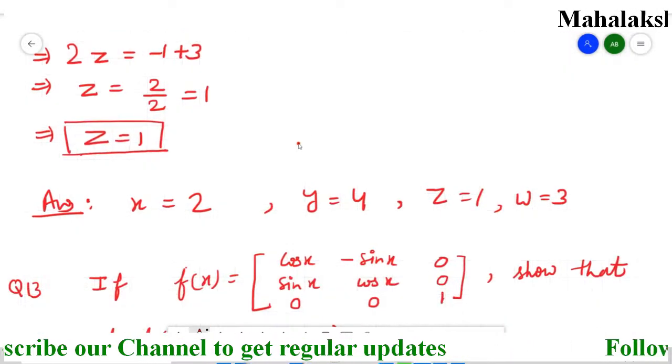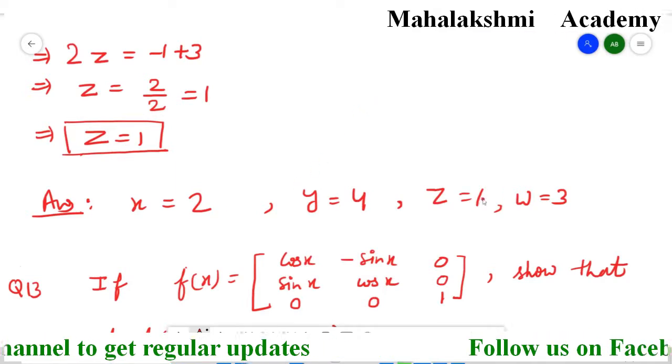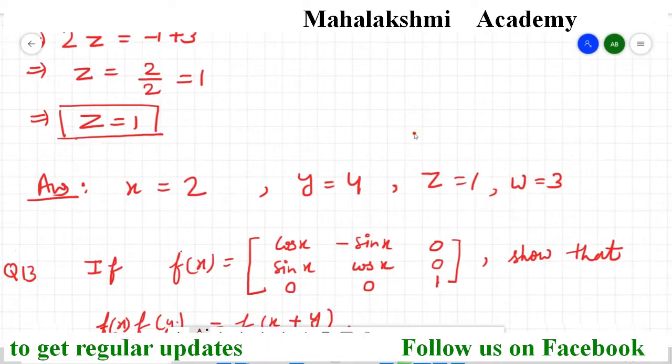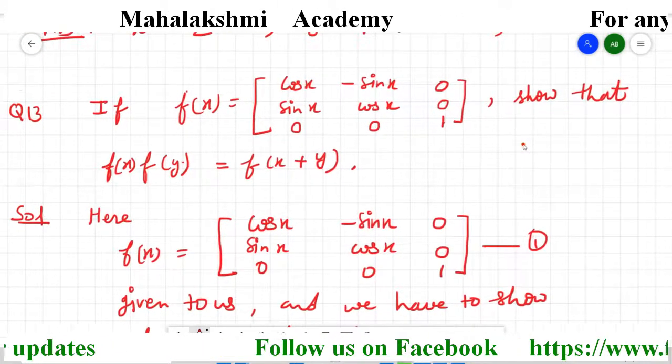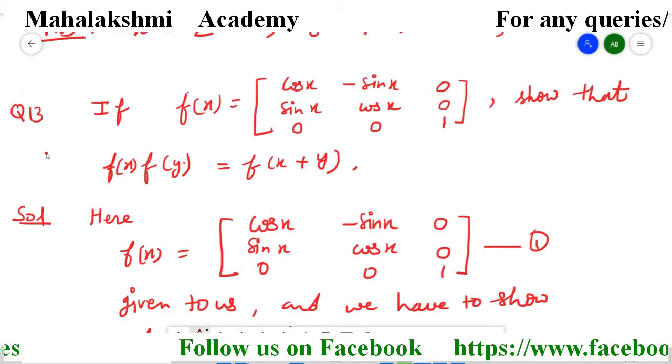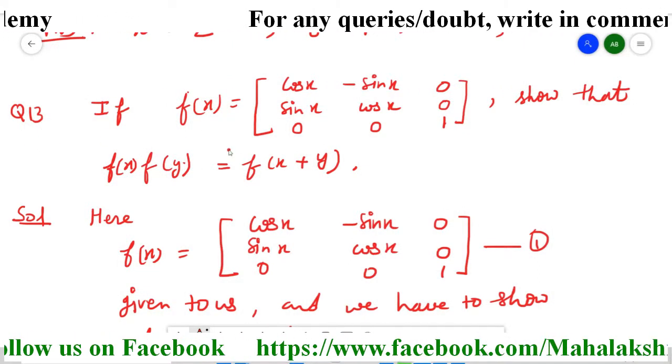So like this we got all the variables, that is x is 2, y is 4, z is 1 and w is 3. So like this question number 12 is completed. Now we move to question number 13, and mark it as an important question. I am repeating, question number 13, just mark it as important.